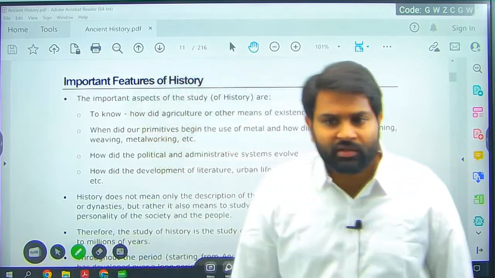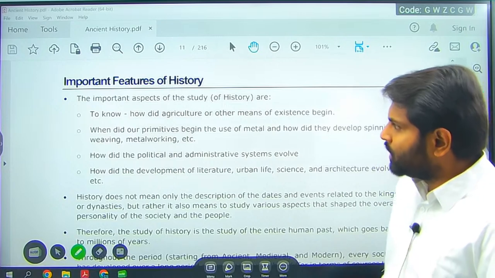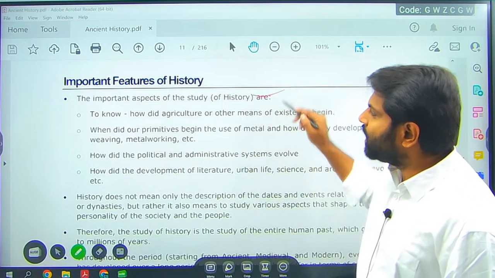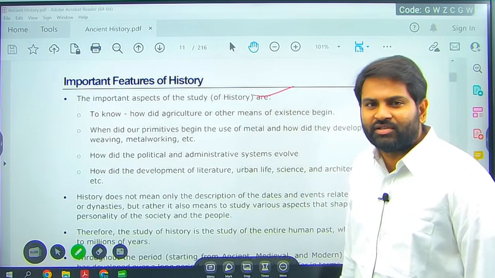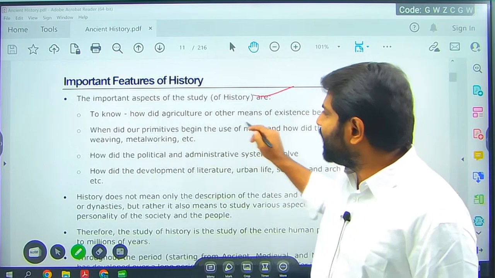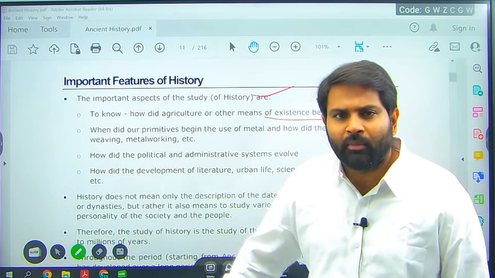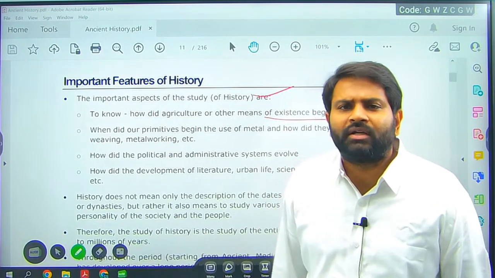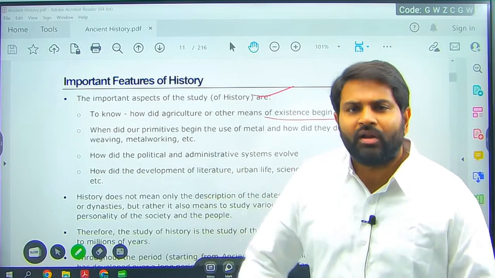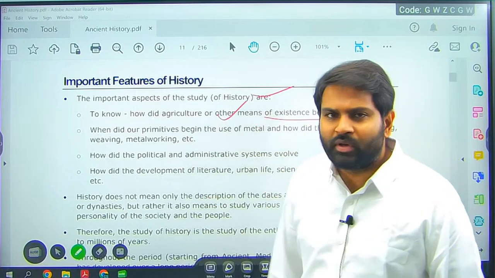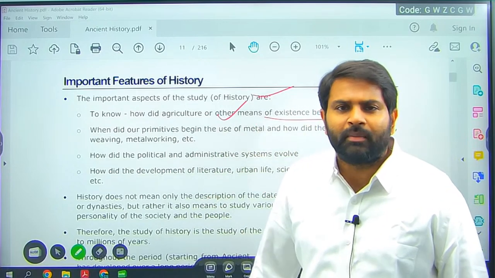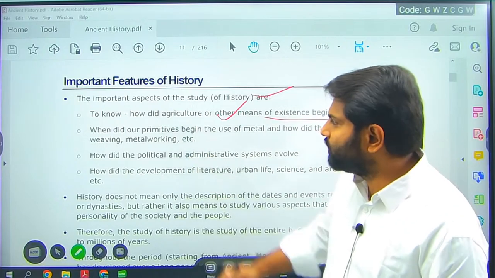So, important features of history. The important aspects of the study of history are, first point, to know why we should read history, and to know how agriculture and other means of existence began. If you take the economy, agriculture, industry or service sector, how has this begun? What is the origin of this? How does a person sitting in a stone cave come back to the plains and do agriculture? That is where we read it.